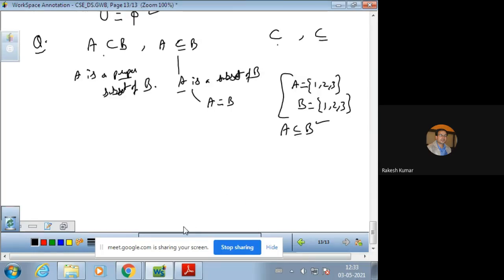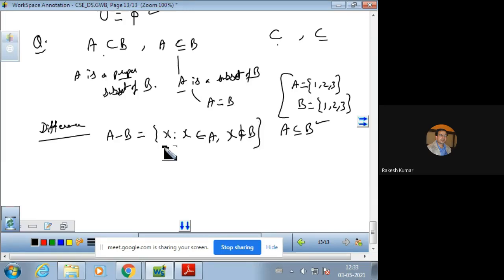Now we have a difference of two sets also. Probably this has already been discussed, but I am repeating. A minus B means the elements x such that x is in A, but x is not in B. This is the meaning of difference of two sets. Means the set of elements which are in A but not in B. This is the meaning of A minus B.